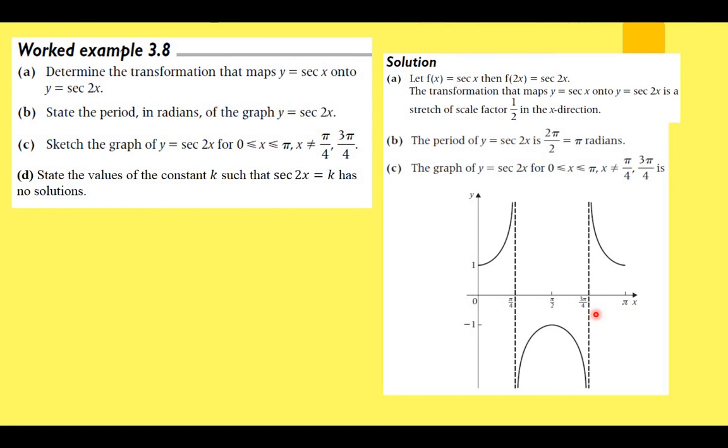Part D, state the values of k such that sec 2x equals k has no solutions. We've got the graph of y equals sec 2x, so we need to sketch the graph of y equals k. That'll be horizontal, you can see here. Now, if that k is anything between -1 and 1, you can see it doesn't cross the graph of y equals sec 2x, so that means you'd have no solutions. So it's that in-betweeny bit, -1 up to 1.